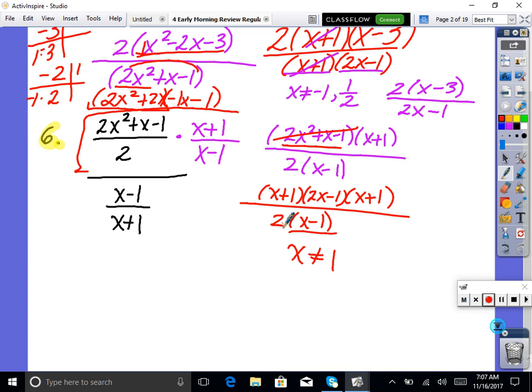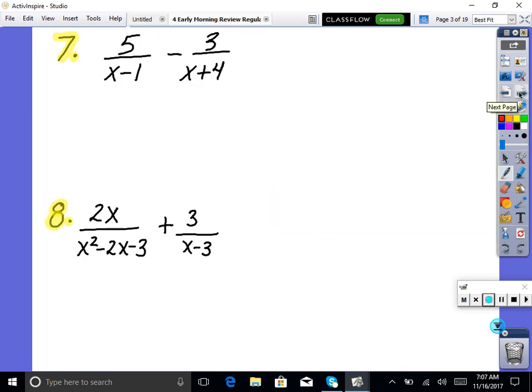So that would be my simplified answer, right? I'd be done. Okay, then next one. Okay, so next piece here is adding and subtracting. This would not be asking you to state the excluded values. So we would need a common denominator. X minus 1, x plus 4. That's our only denominator, right? An x minus 1 and an x plus 4. Because there's nothing in common, we would multiply by each other's denominator. So we multiply by x plus 4 over here, x minus 1, x minus 1.